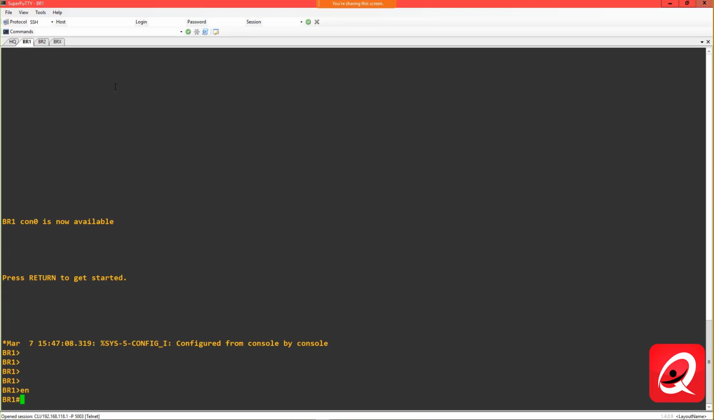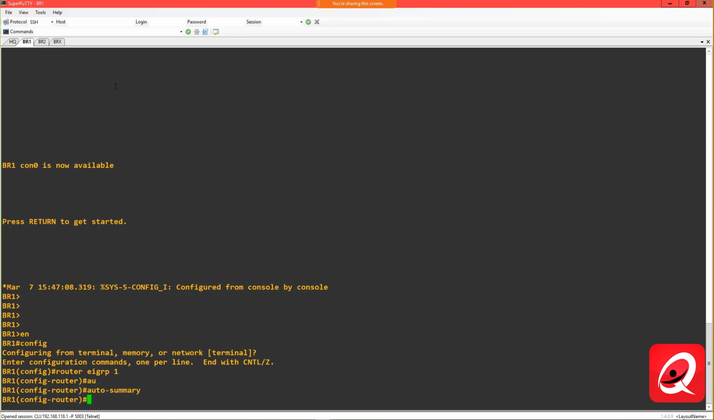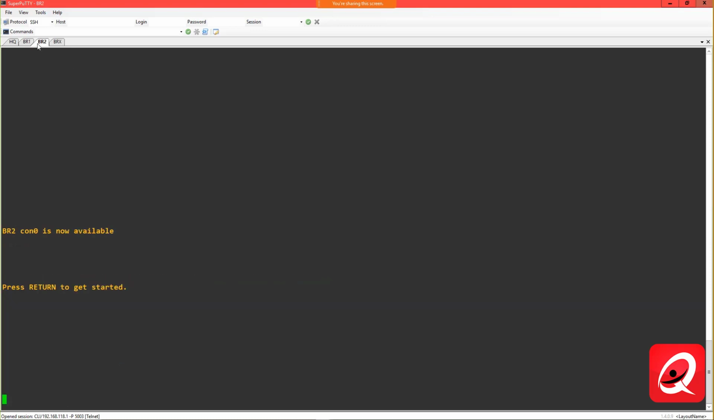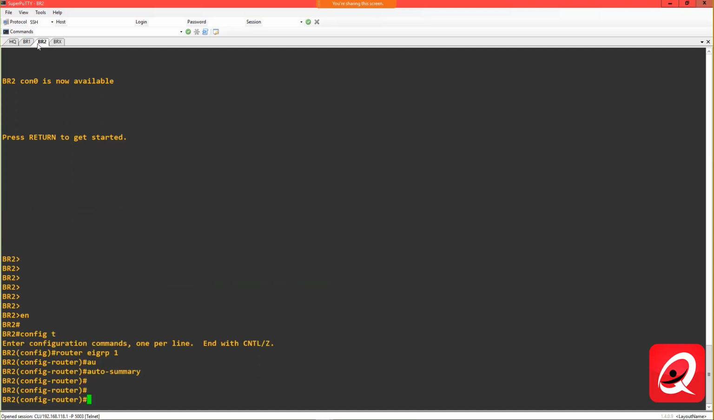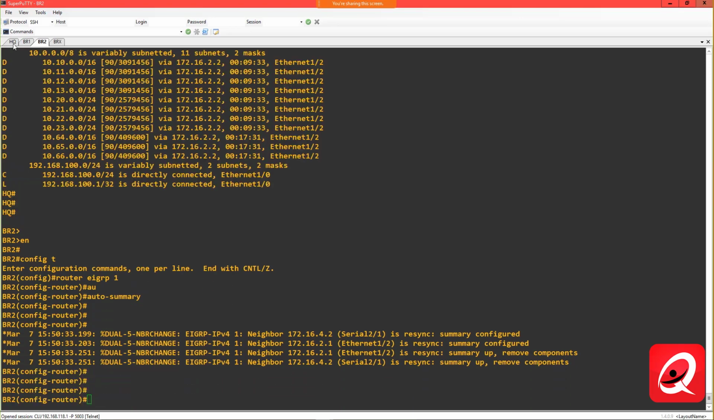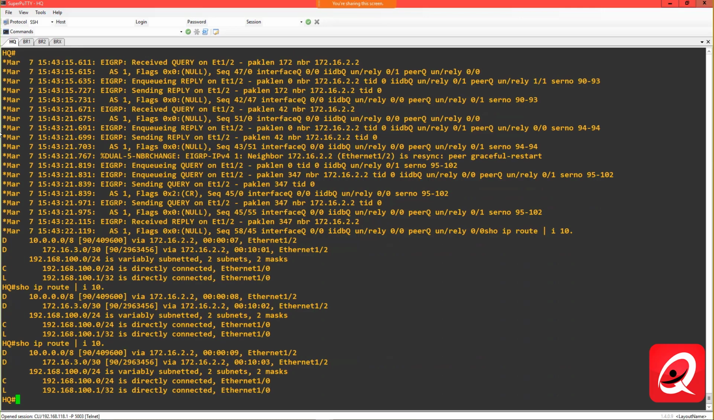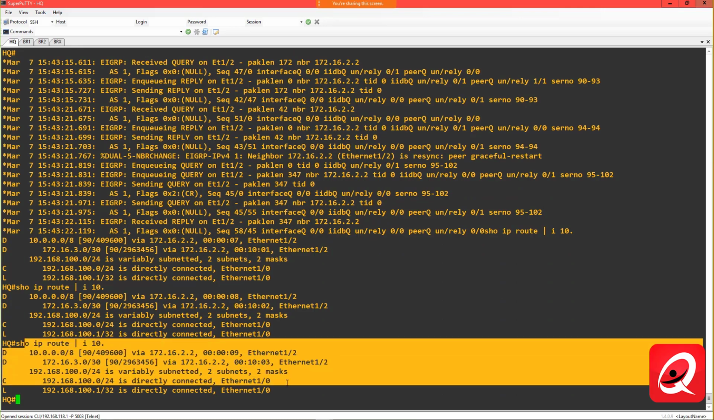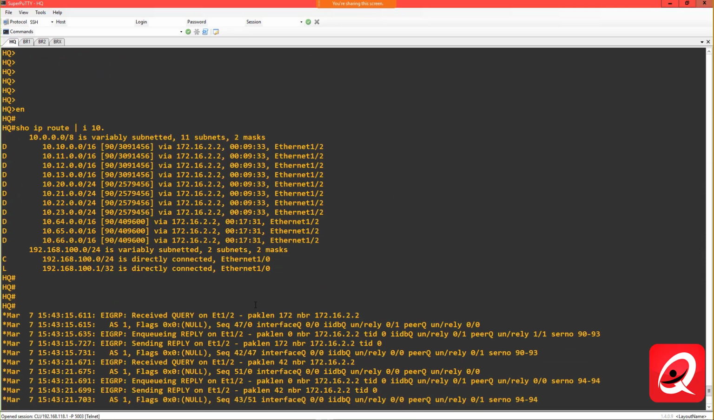Now if I go into BR1 and go into router EIGRP 1, and I do auto-summary, and I do the same thing on BR2, what we're basically saying in this particular case is that we're going to summarize to our major classful boundary. So now if I go back to my HQ router and I look at my routing table, you can see that it is significantly smaller than it was previously. All those 10 subnets are now being summarized as a /8.